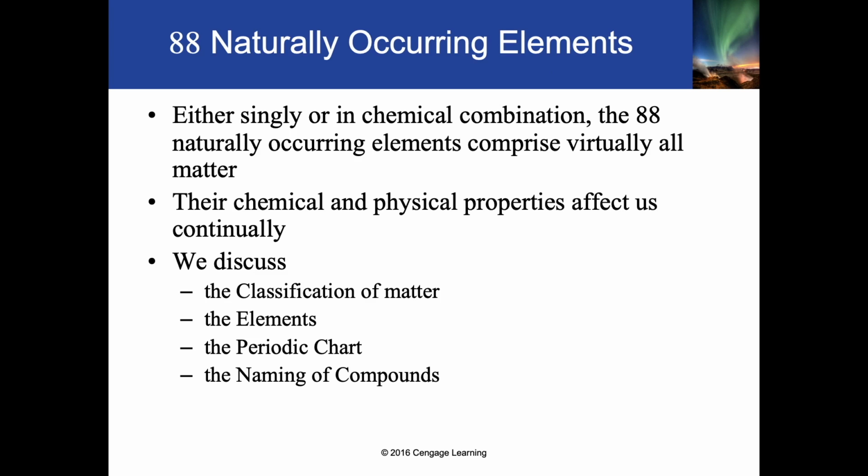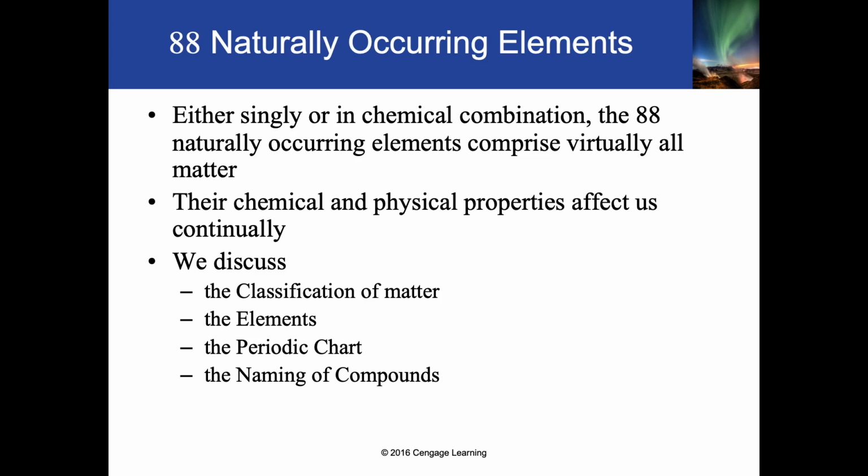So there are 88 naturally occurring elements, right? Either singly or chemically in combination, the 88 naturally occurring elements comprise virtually everything that we see around us, everything. So everything we see around us is made of 88 elements from the periodic table of the elements, right? The rest of the periodic table was discovered from asteroids, meteors, or they were man-made elements. But 88 of them are naturally occurring, right?